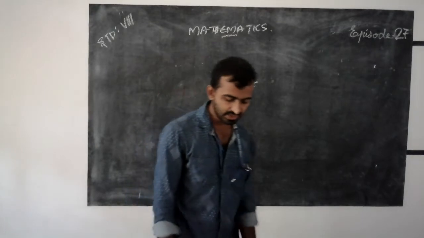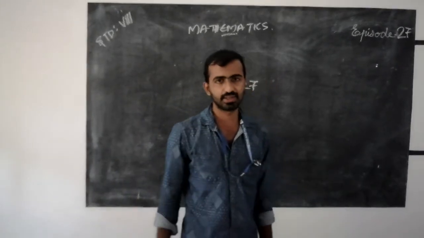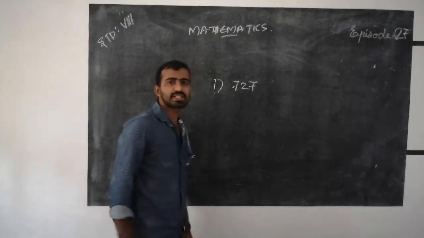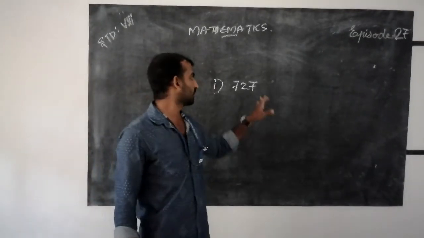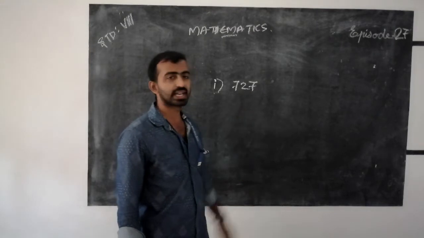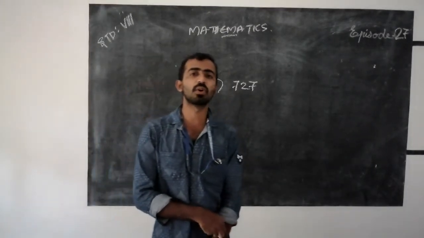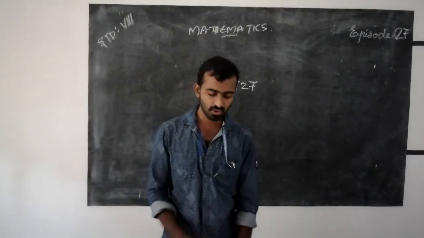First one is 727. Here, when we see the unit place, it is 7. 7 is an odd number, so we get the result as an odd number.